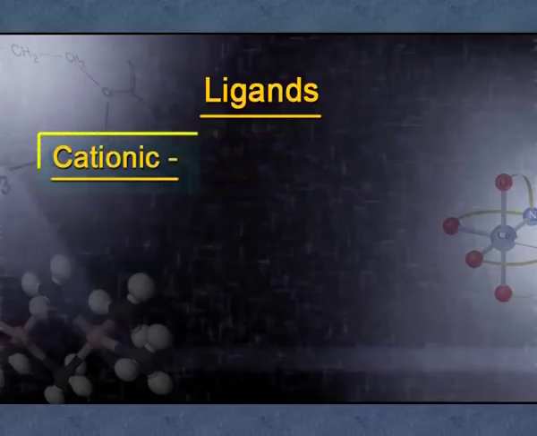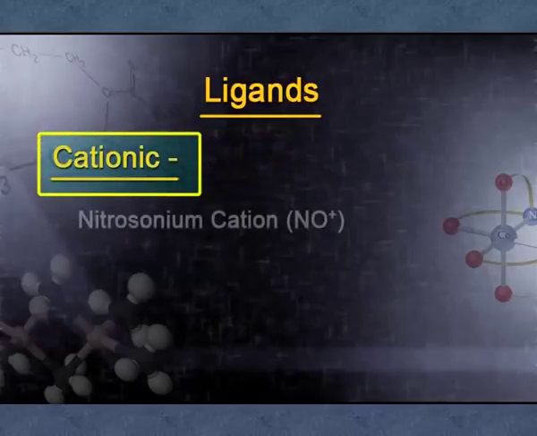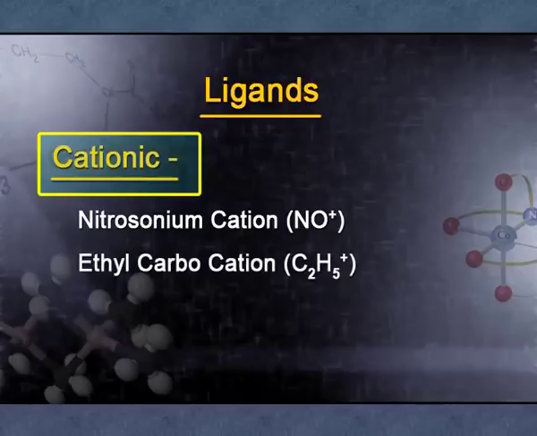The third category is cationic ligands, very few in number, that is NO+ or C2H5+, they have a positive charge. This is the first classification. The second classification is based on the donor sites. Some ligands donate only one lone pair of electrons and attach with one metal ion. Simply we can say the attachment is one.